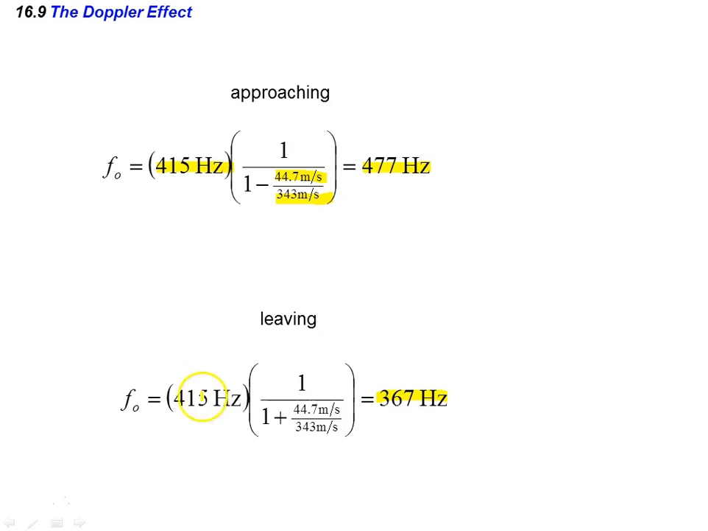One thing to point out here is this is not a linear difference, in that the amount of increase in the frequency is not the same as the amount of decrease, even though the speed is the same. We increased here from 415 to 477 by 62 hertz. So we see an increase of 62 hertz as it's approaching us, but we see a decrease in the frequency here of 48 hertz. So try not to have the preconceived notion that, well, since the train's moving at the same speed, it's going to increase the same amount and decrease the same amount, whether it's approaching or leaving. We have to let the formulas guide our thinking.